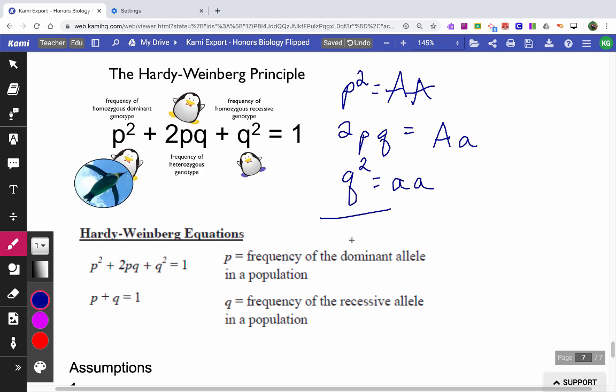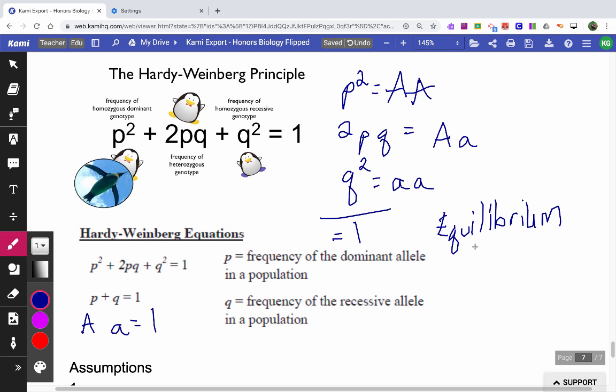Okay, and all of those are going to be equal to 1. And also the second equation: the frequency of the dominant allele, I could just use capital A here, and the frequency of the recessive allele are going to be equal to 1. So we're going to use both of these equations to approach problems. And again, follow along with me on a couple problems first, and then I'm going to have you work on your own. This is something called Hardy-Weinberg equilibrium. I'm not sure if I spelled equilibrium correctly, but you get the idea.